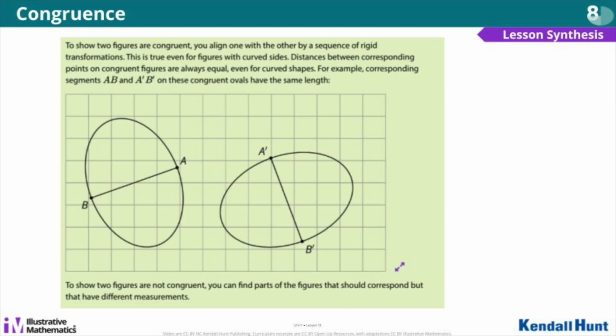To show two figures are congruent, you align one with the other by a sequence of rigid transformations. This is true even for figures with curved sides. Distances between corresponding points on congruent figures are always equal, even for curved shapes. For example, corresponding segments AB and A'B' on these congruent ovals have the same length.